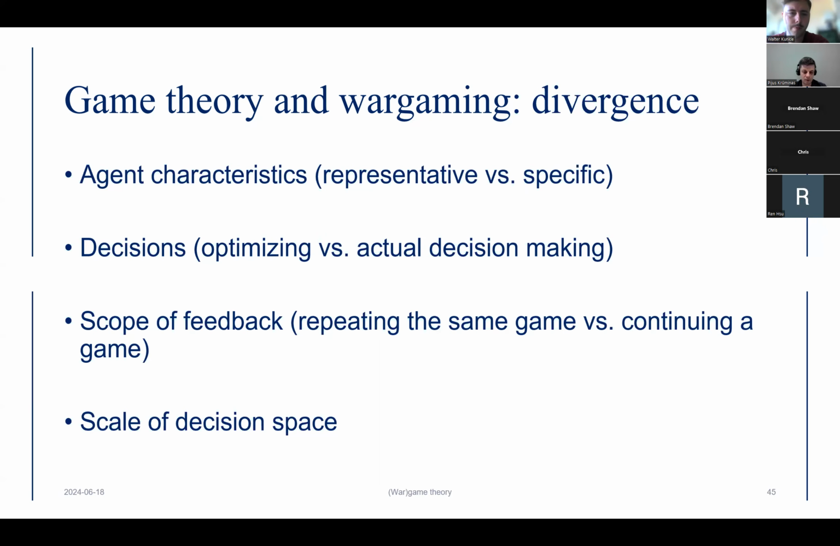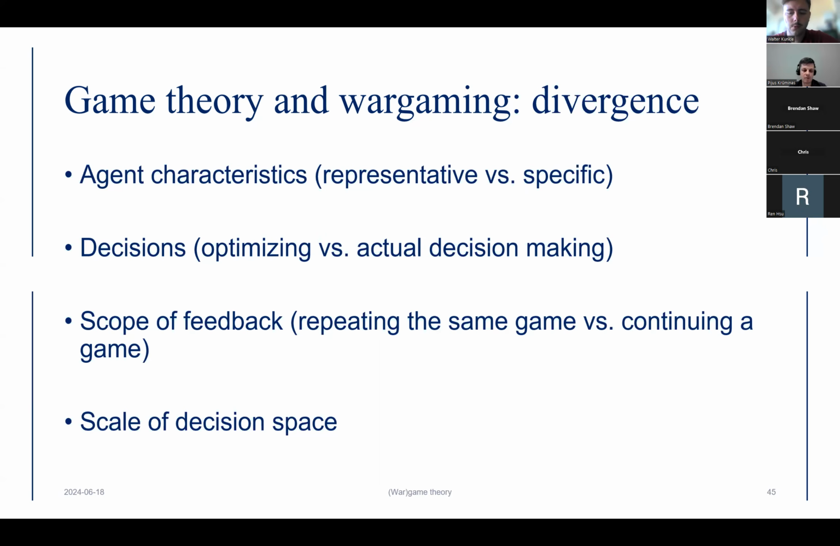While in war games, you tend to have them specific, even if both players represent the military of different sides, it will also have enough difference that these two armed forces would have in reality. The second point of divergence is decisions and how they're made.